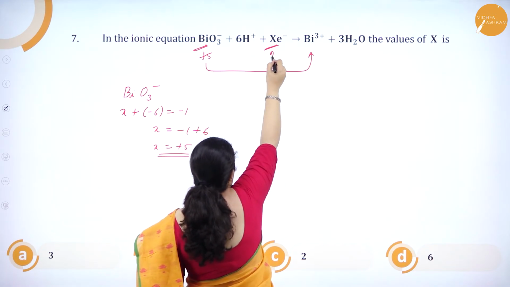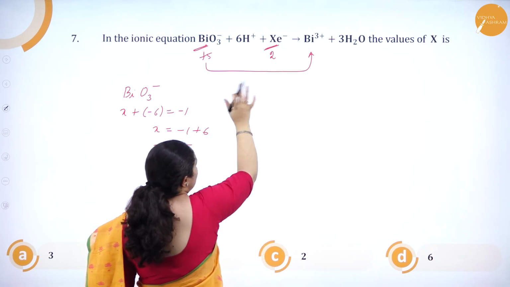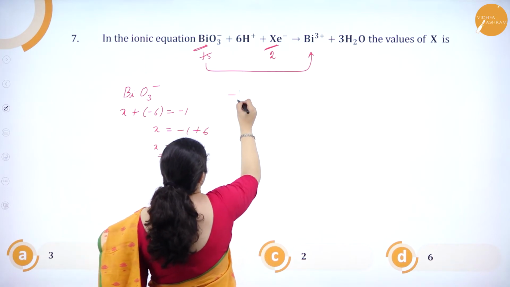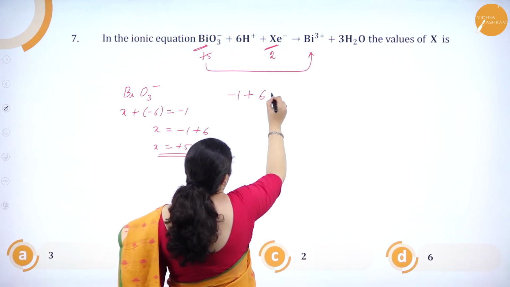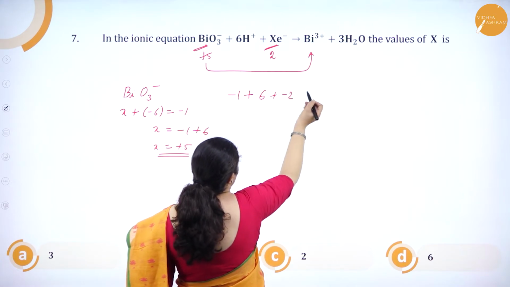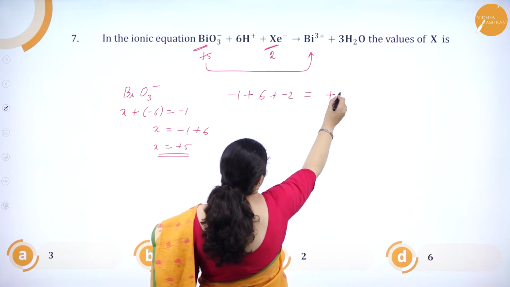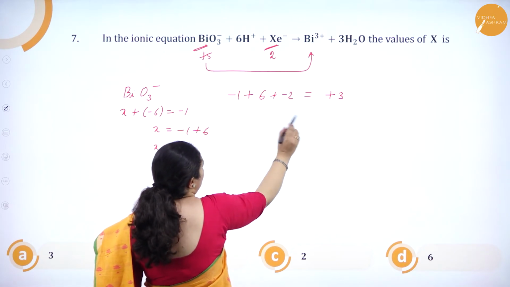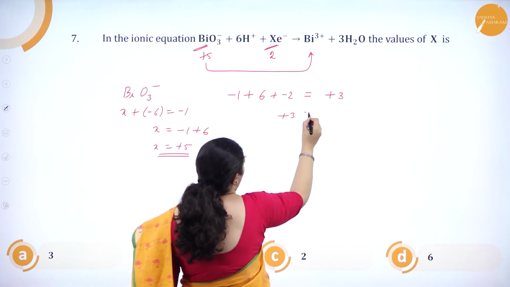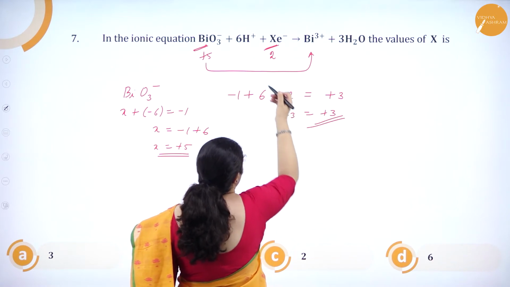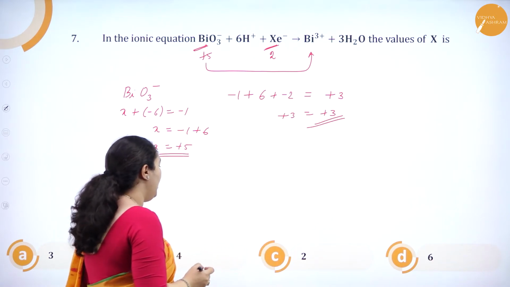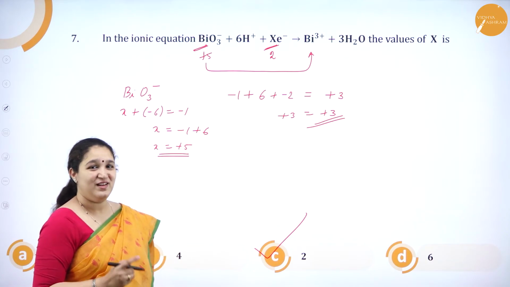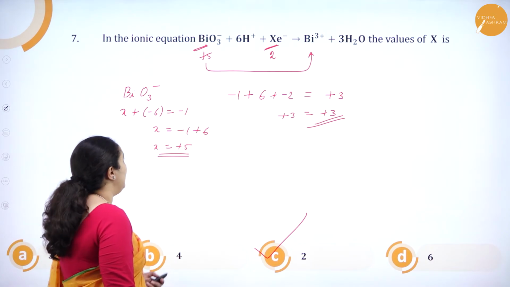So if X is 2, then we'll just see if the balancing is right. I have minus 1 charge plus 6 charge and 2 minus charge, which should be equal to plus 3 on the opposite side. So it is minus 3 plus 3, and plus 3 I will get. So it is a balanced equation. So X should be 2 and option C is correct. Okay, so I hope you have understood this. Next question.